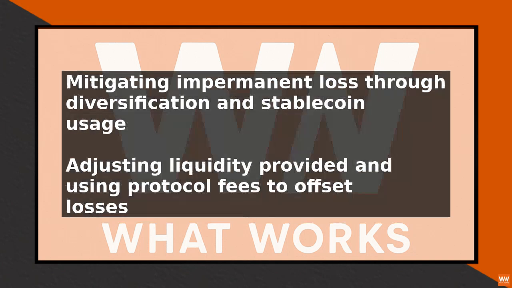It is also important to note that impermanent loss can be mitigated by using strategies such as diversifying across multiple pools, using stablecoins, and adjusting the amount of liquidity provided. Additionally, liquidity providers can use tools such as Uniswap's protocol fees to help offset the impermanent loss.